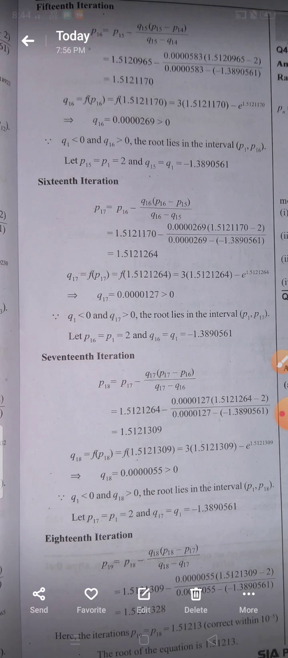Therefore P19 is equal to 1.5121328. Here the iterations P19 is equal to P18 is equal to 1.51213, correct within 10 power minus 5. Therefore the root of the equation is 1.51213.